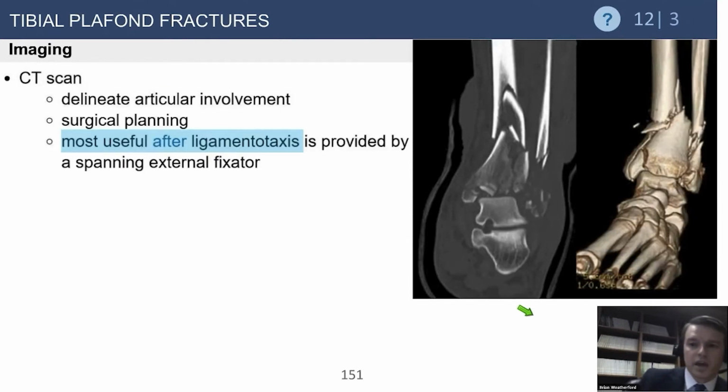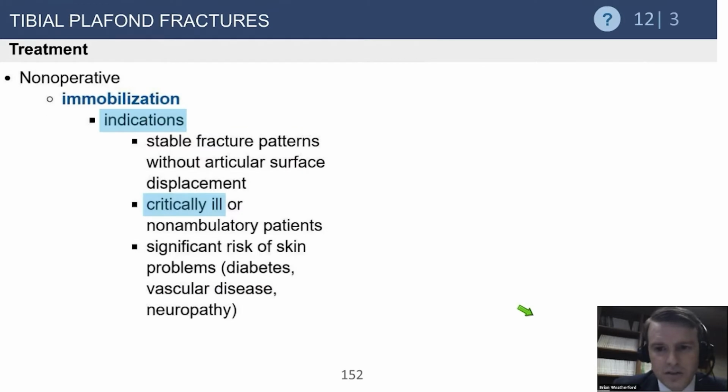It's important to rule that out. So a CT scan is incredibly helpful for preoperative planning. The majority of these injuries, as we will discuss shortly, are treated with initial spanning external fixation because of the degree of soft tissue injury. Therefore, we typically will wait until after the spanning external fixator has been applied to obtain a CT scan because there is some relative realignment of the bones via ligamentotaxis or the intact soft tissue attachments to the fracture fragments.